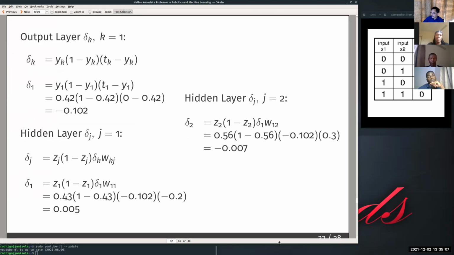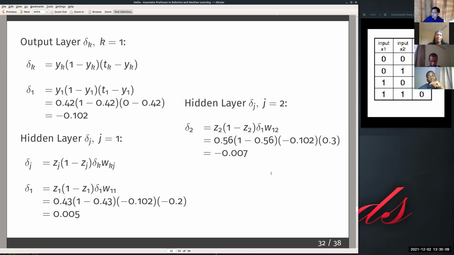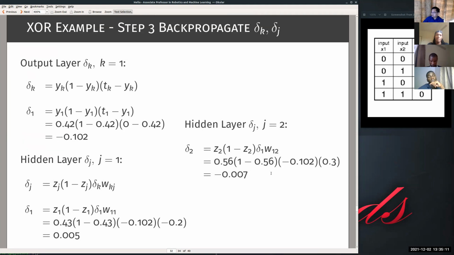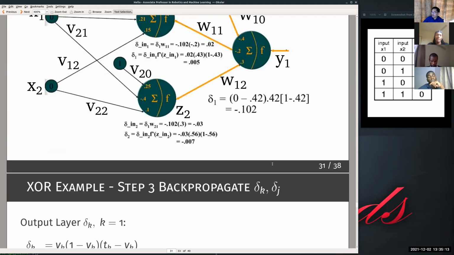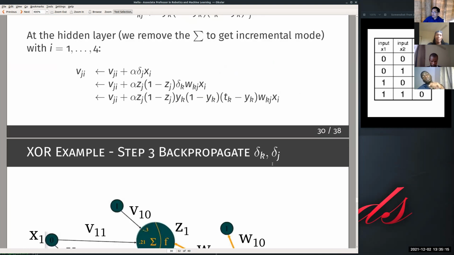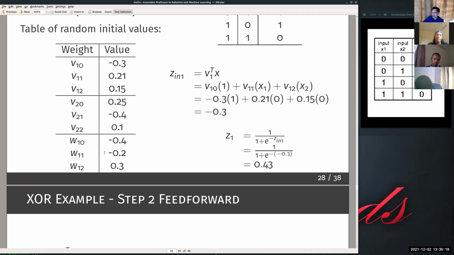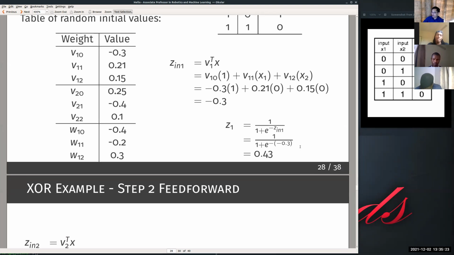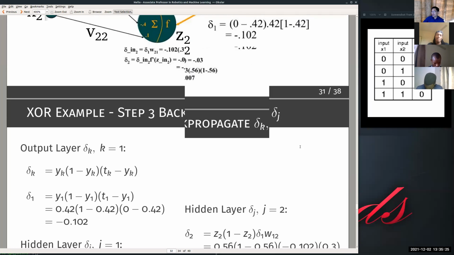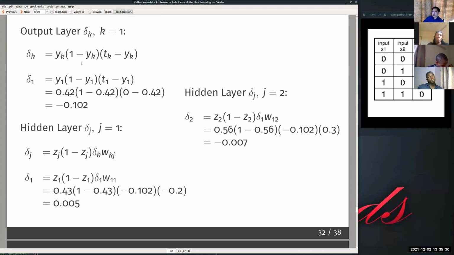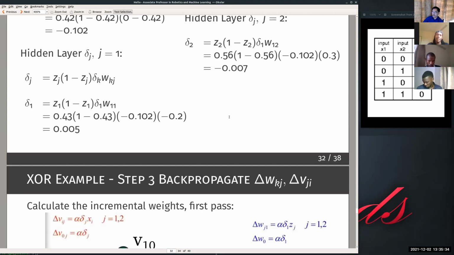So here we have, let's just show our initial W's. So these are the values of our W's. Okay, it's just pure substitution. That's what I'm trying to say here. So here you just compute all the deltas: the delta 1 of the output layer, and the delta 1 and delta 2 of the hidden layer.